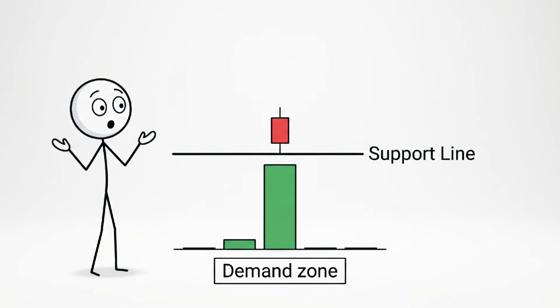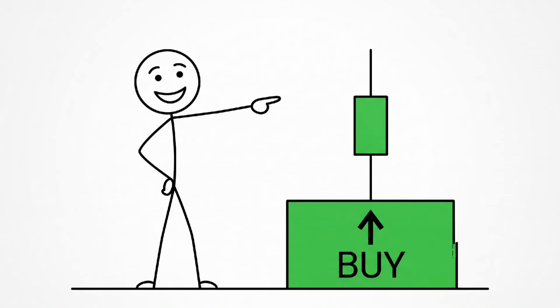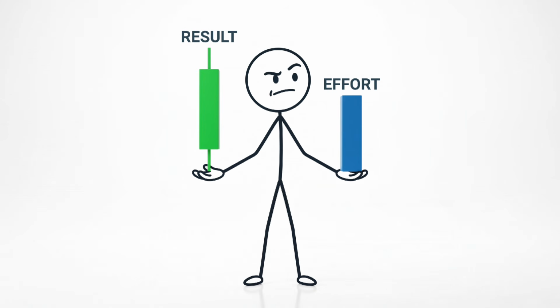Now look at the opposite situation. Volume is extremely high, but price refuses to move lower. Every selling attempt is immediately bought back. That tells us strong buying is taking place. Selling pressure is being absorbed. Many major market reversals begin exactly like this.